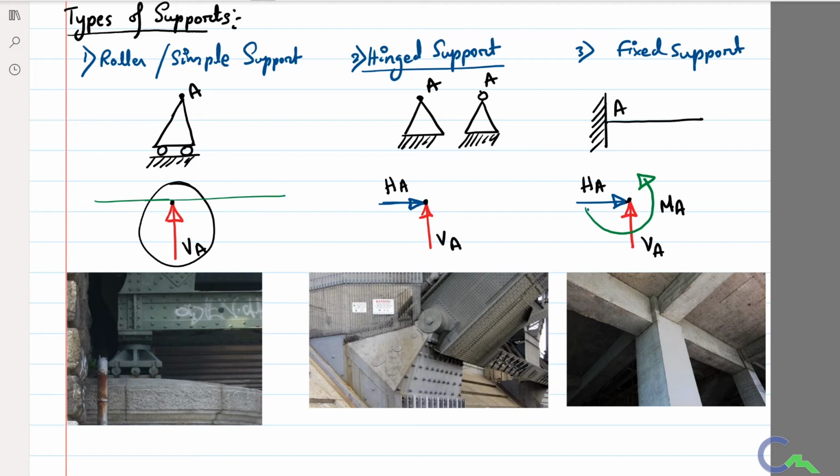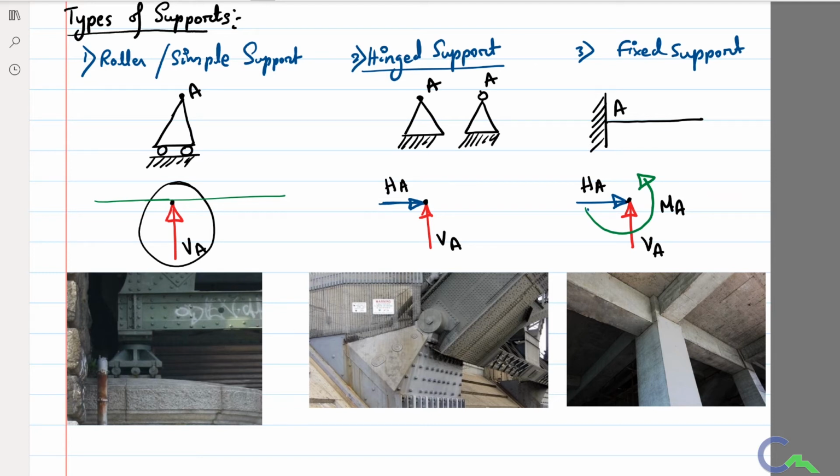Why? Because in the summer season the steel is going to expand, in the rainy season it is going to contract. If it is going to expand and you are restricting it in horizontal direction, there is a chance of development of cracks in the support or in the structure. So it is allowed to move in horizontal direction. Therefore roller support will usually be provided for trusses, that is steel bridges.